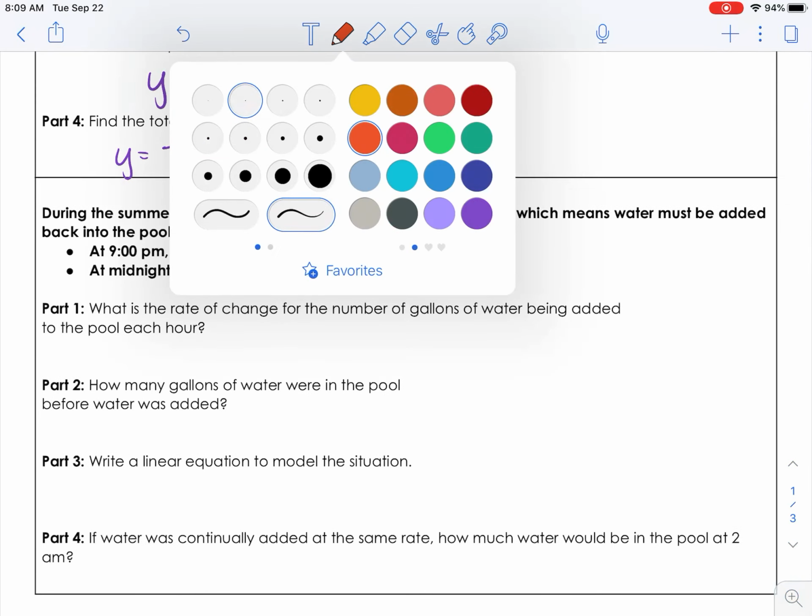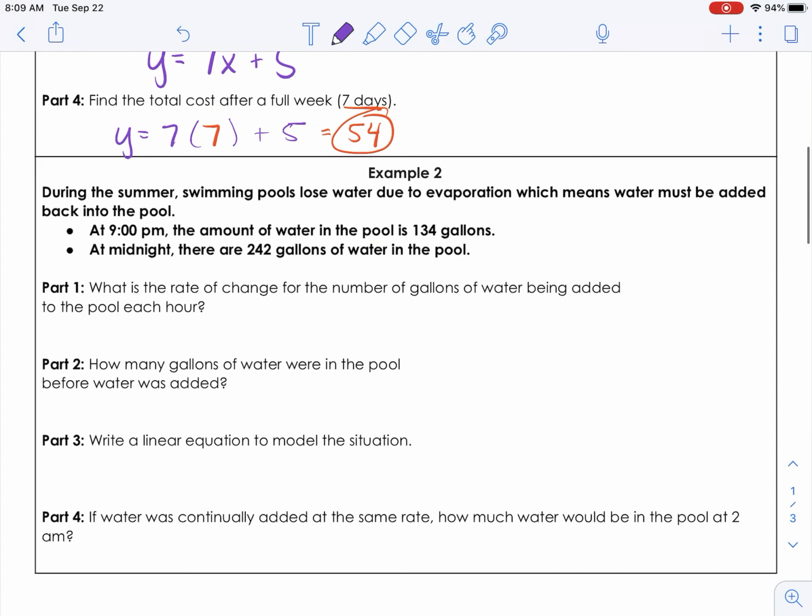All right, our next example says, during the summer, swimming pools lose water due to evaporation, which means water must be added back to the pool. At 9 p.m., the amount of water in the pool is 134 gallons, so that can be a point for us. So we've got 9 and 134. And then at midnight, there are 242 gallons, so that's a point as well. And I went ahead and put 12 because midnight happens at 12 a.m.